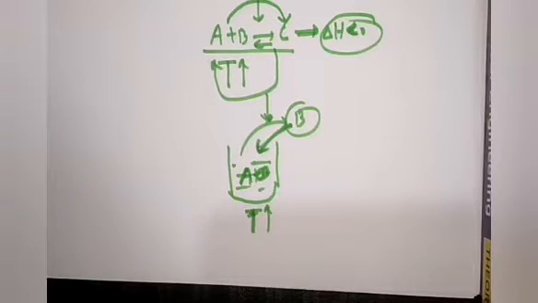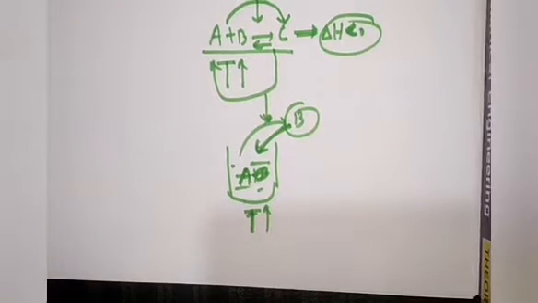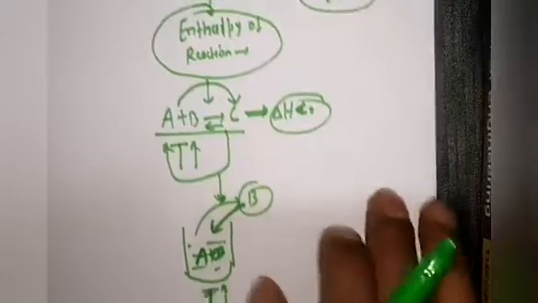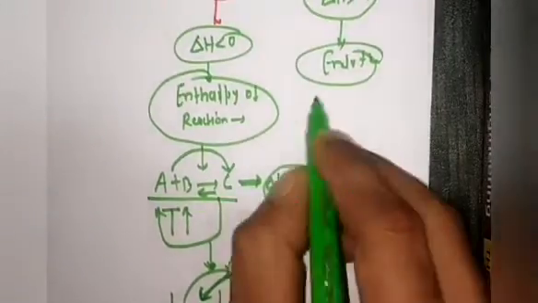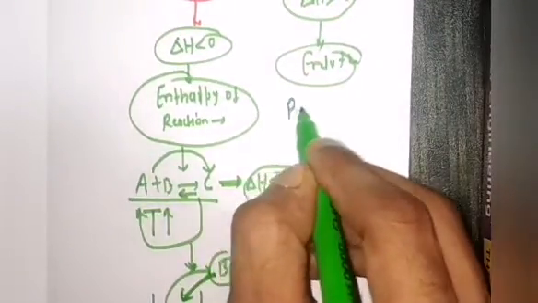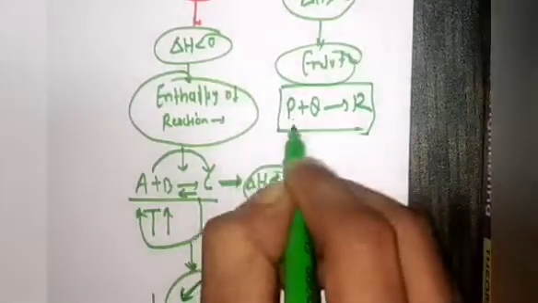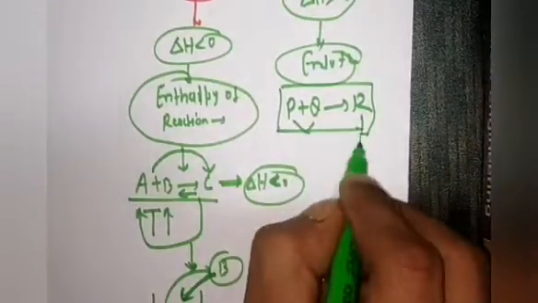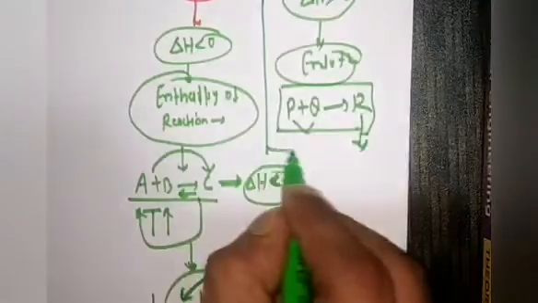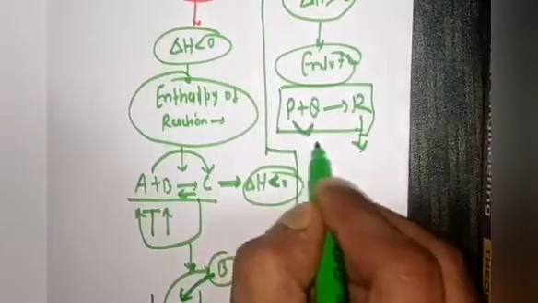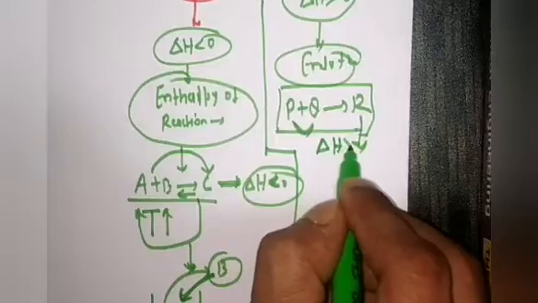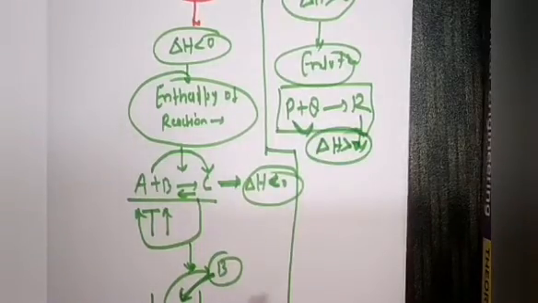Now come to the endothermic process. Already I have told you what the endothermic process is. If a chemical reaction is taking place, then what will happen? Just like I am assuming P plus Q is getting converted into R. If I take P and Q as reactants and R as a product, then what used to happen over here? This is endothermic, then delta H is greater than 0, enthalpy of reaction is greater than 0.